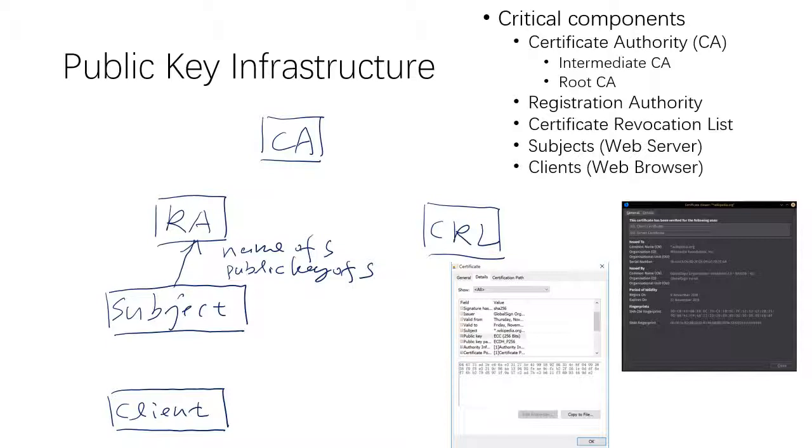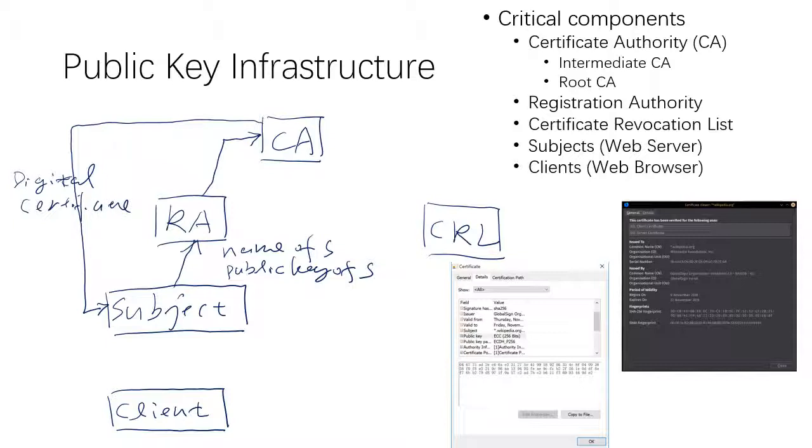The Registration Authority will audit all the information that the subject has provided, and if all the information proves to be correct, the Registration Authority will send a request to the Certificate Authority to ask it to generate a certificate for the subject. Once the certificate has been generated, it is sent back to the subject. And this is the digital certificate.